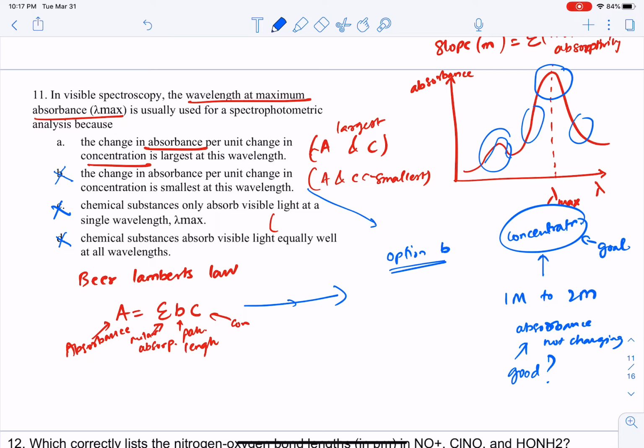Now checking the first option: the change in absorbance per unit change in concentration is largest. What it says is that if the concentration changes from, for example, 1 molar to 2 molar, there will be a big change in absorbance. That's what we want. We want a minute change in concentration to show up as a change in absorbance. So we can say that A is the answer.